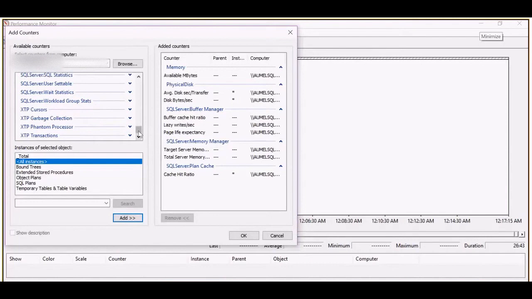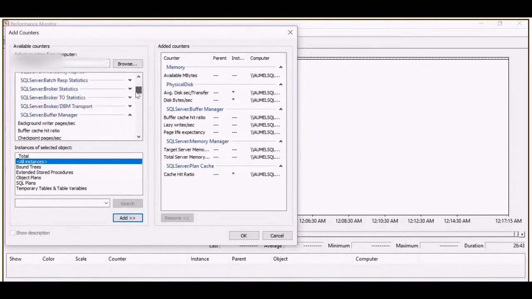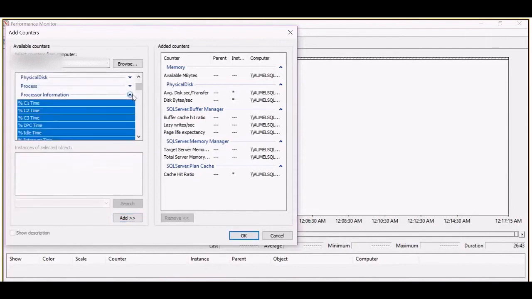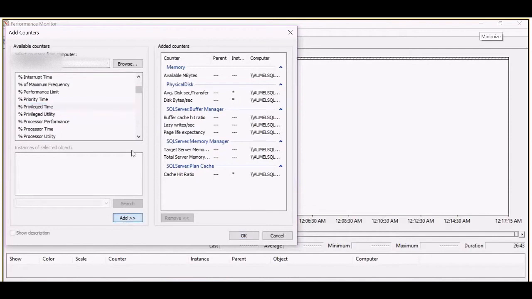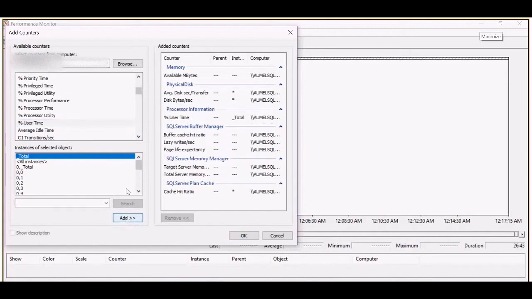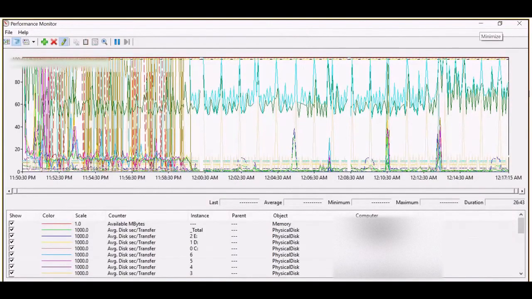We also probably want to look at processor, and these are in alphabetical order, so processor, percent privilege time, and percent user time. Oh, total. I don't care about each individual CPU. User priority. Okay.